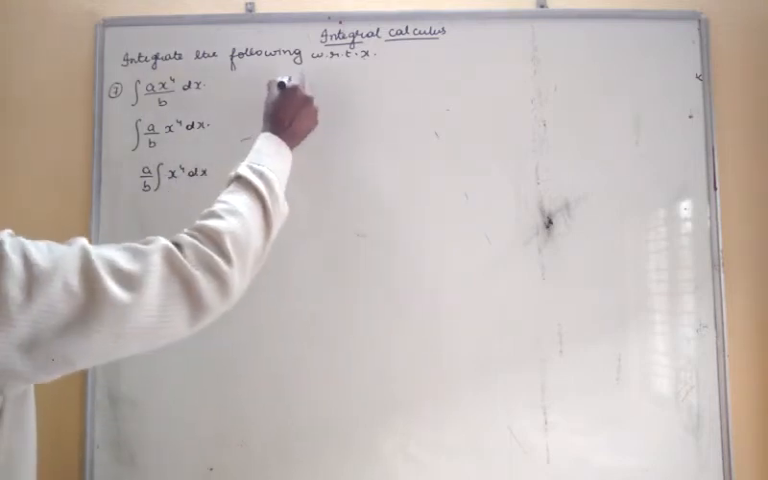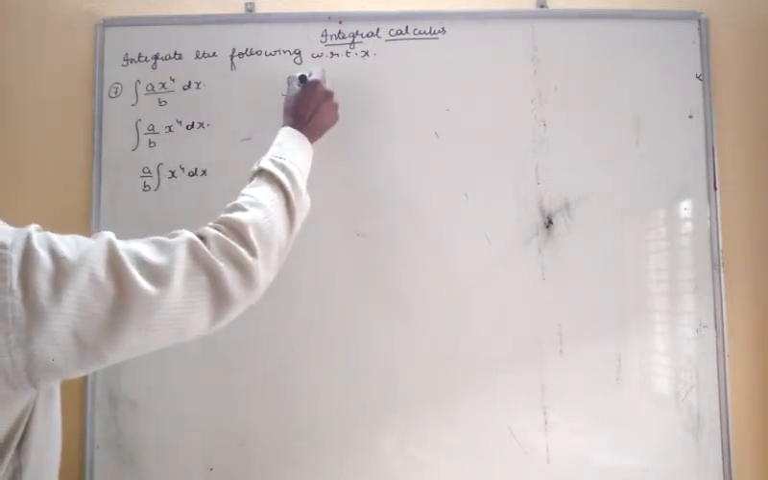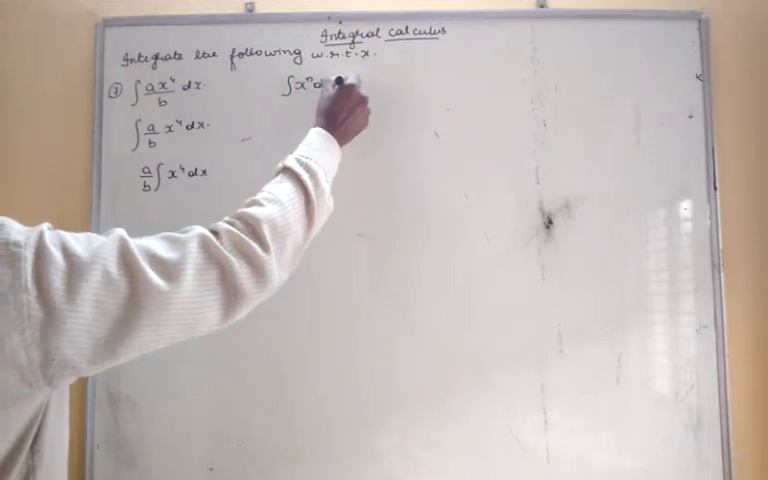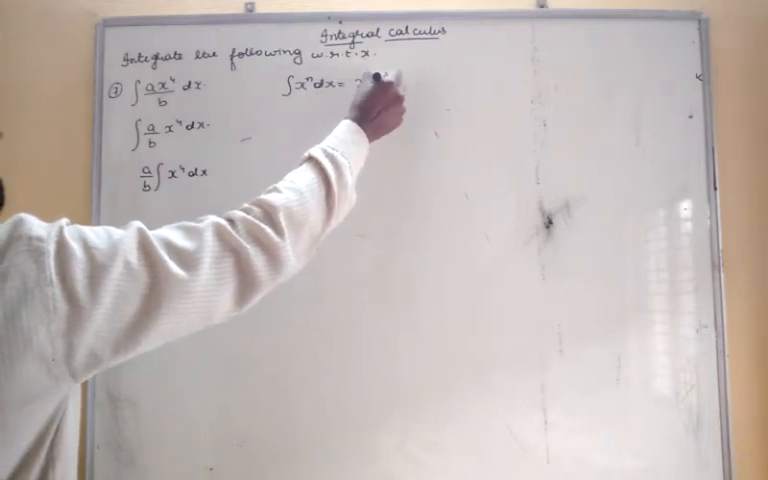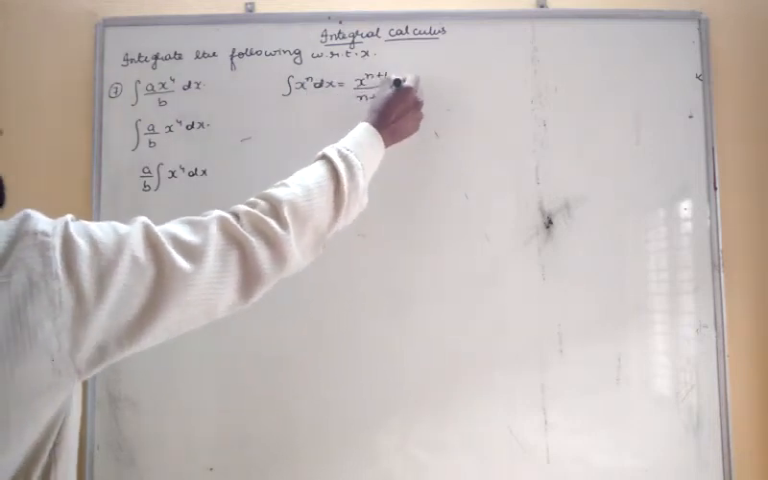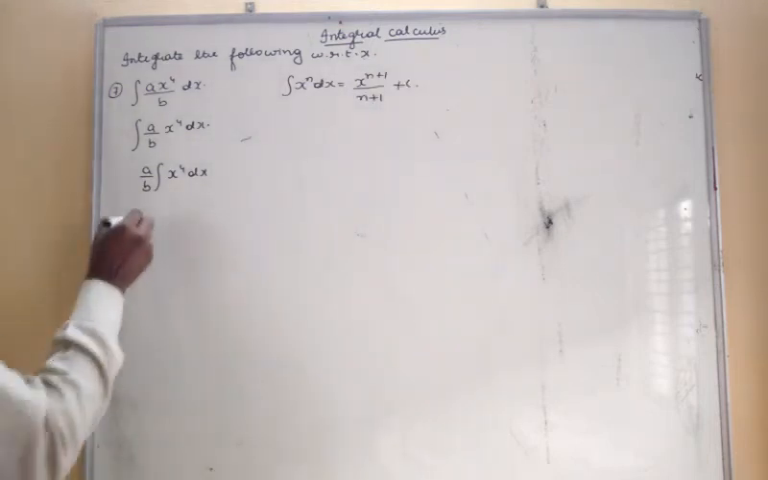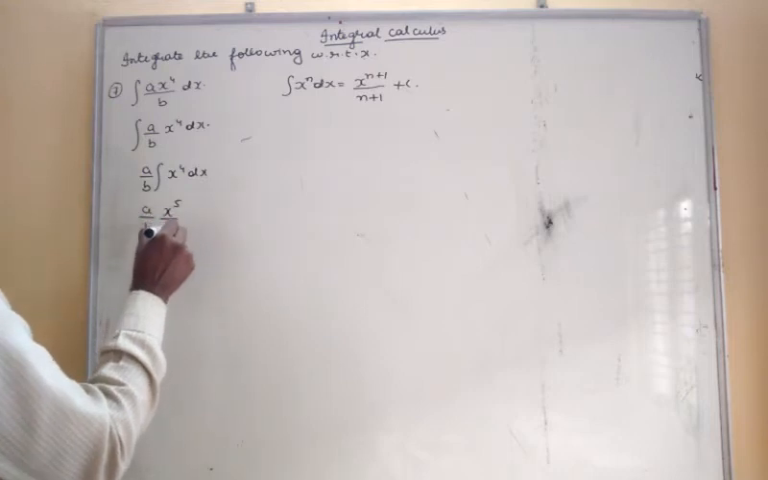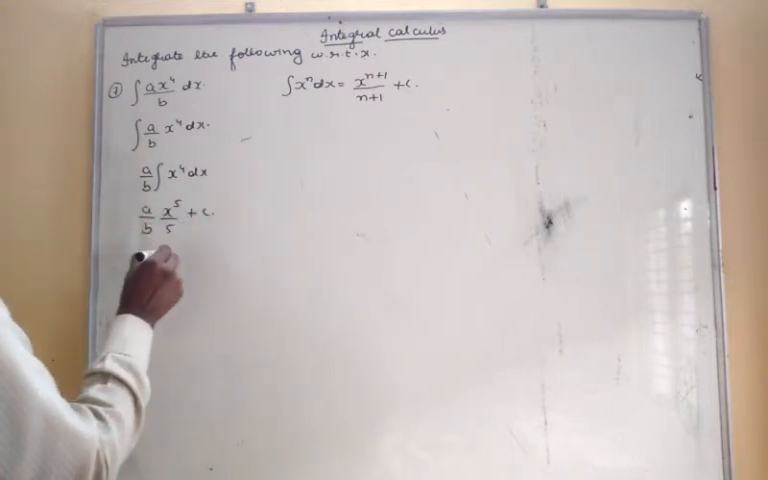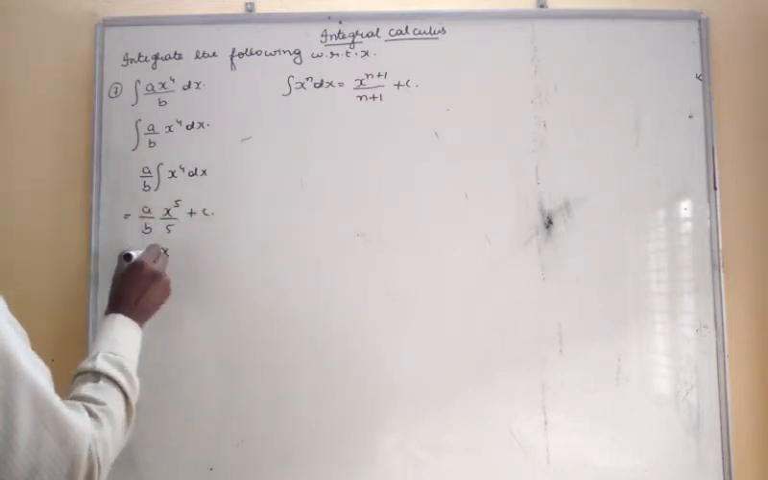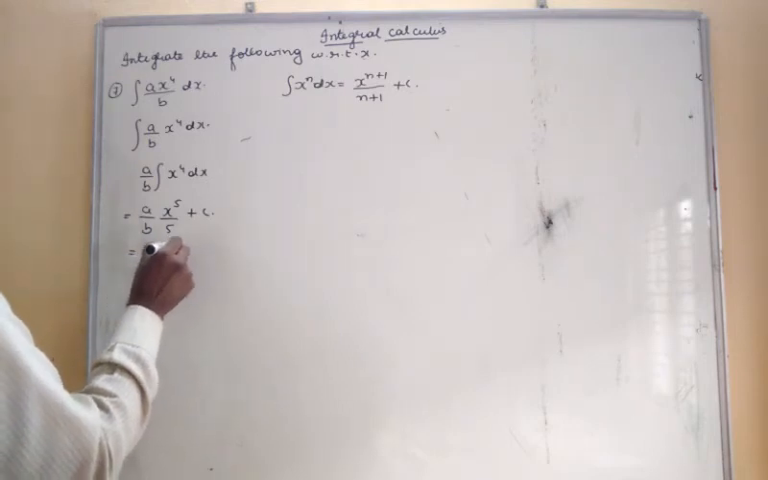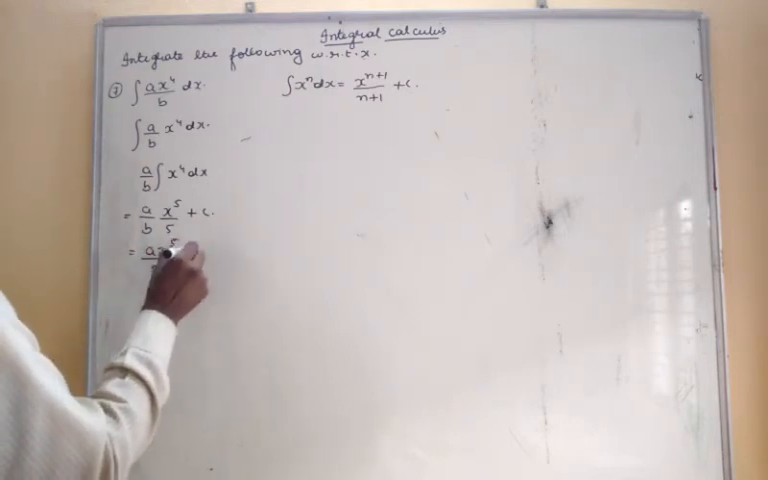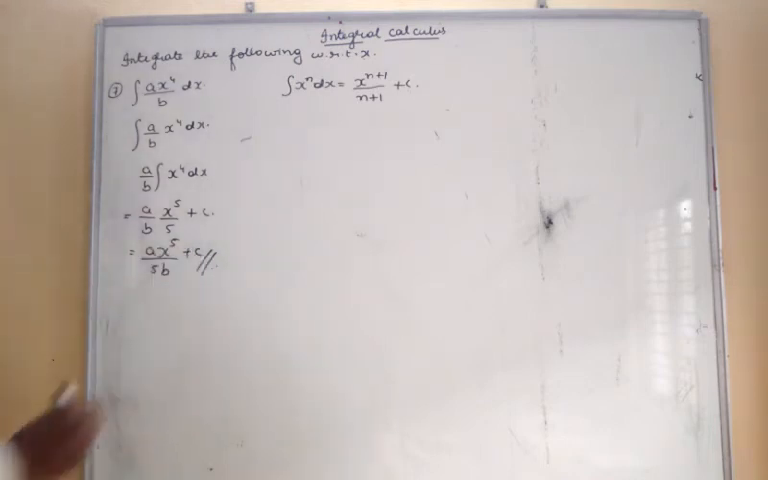We know the formula here: integration of x to the power of n dx is equal to x to the power of n plus 1 by n plus 1 plus c. If you apply it here, a by b times x to the power of 5 by 5 plus c, which can be written as a into x to the power of 5 by 5b plus c.